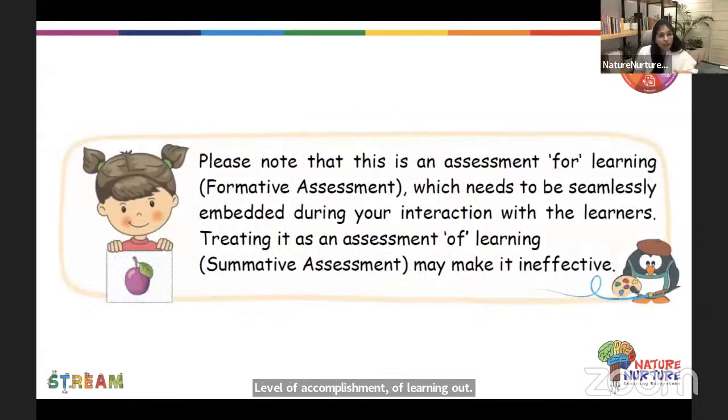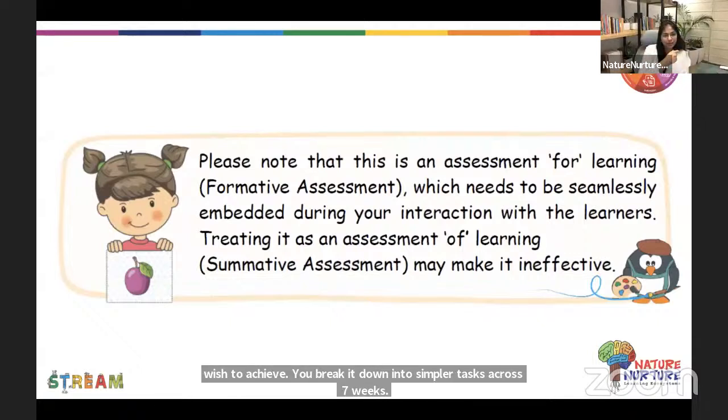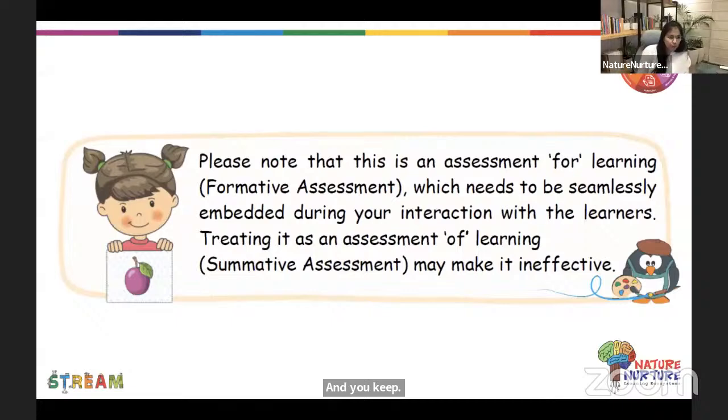And also, if we do assessment for learning on a particular day, it becomes assessment of learning, right? But if you know what is the assessment of learning by the end of the unit, what is it that you wish to achieve, you break it down into simpler tasks across 7 weeks and you keep assessing it. So we'll show you real-time situations also.